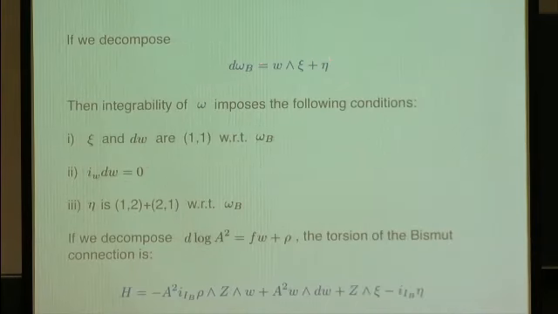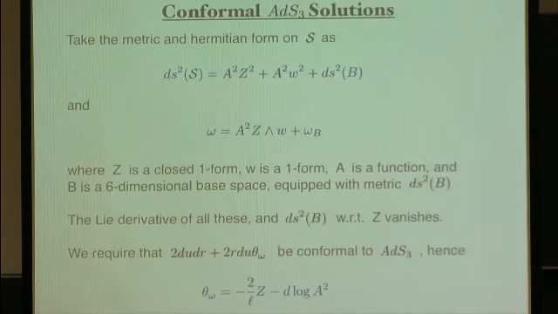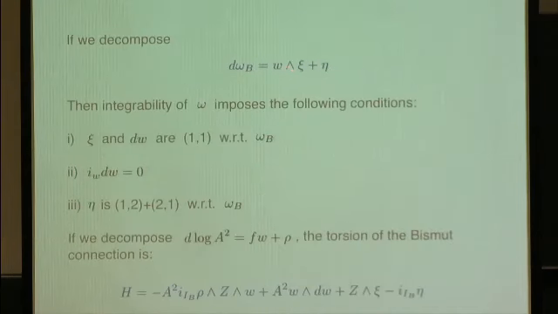It's going to be useful to decompose the exterior derivative of omega B, which appears here, in terms of omega wedge psi, where psi is a 2 form on B, and eta is a 3 form on B, and integrability of omega imposes a number of conditions. Psi and dw have to be (1,1) with respect to omega B. dw has to be orthogonal to w, and eta has to be (1,2) plus (2,1) with respect to omega B.